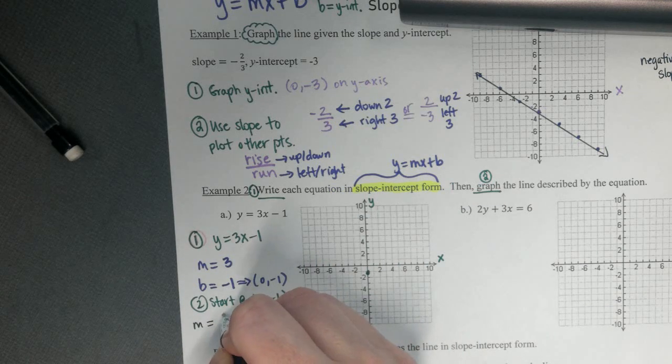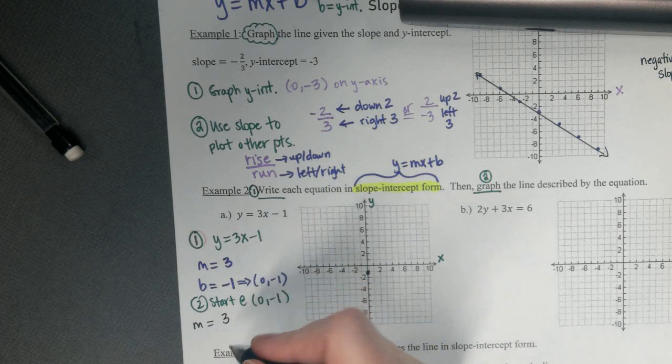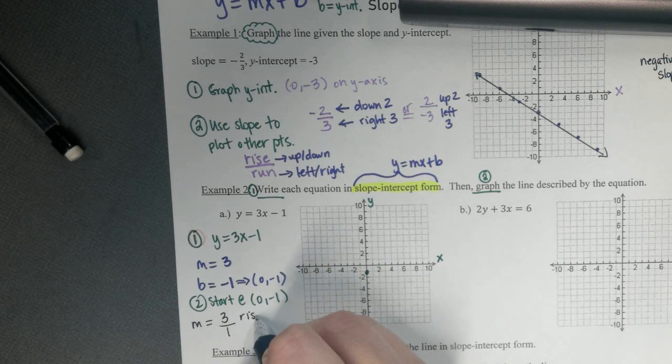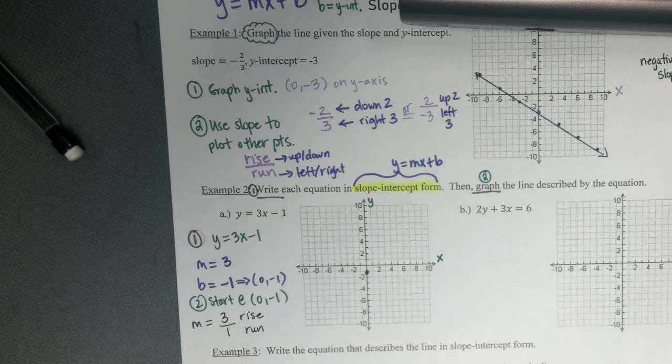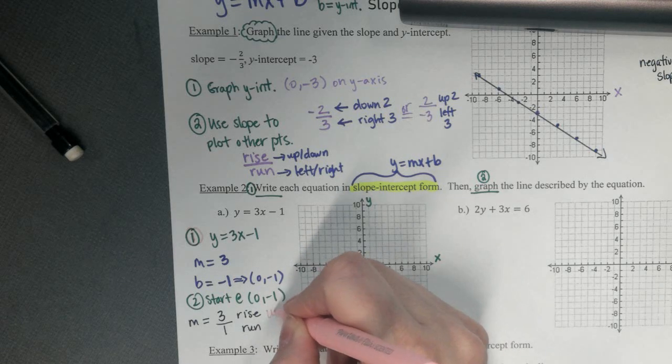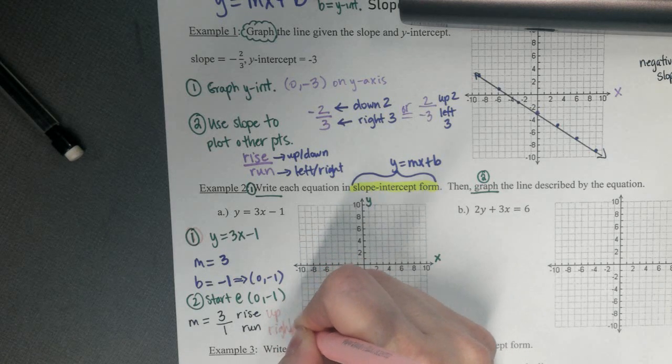Yeah, good. So if it's 3, if it's a whole number, you just put it over 1. And then this is the rise, and this is the run. Okay, so if it's positive, you're going to go up 3, and then you're going to go to the right.